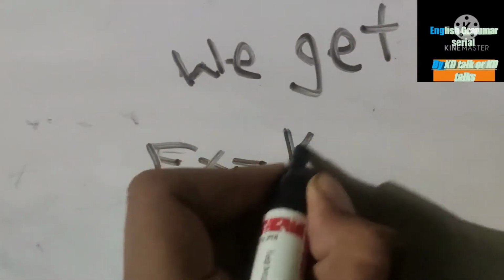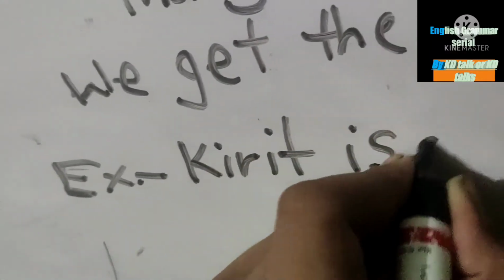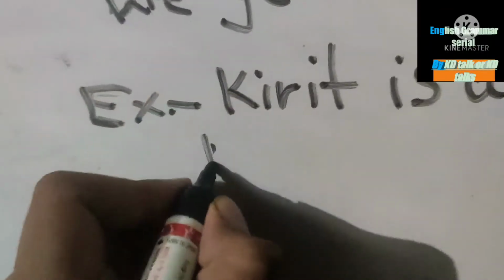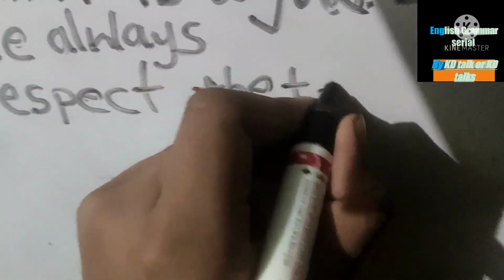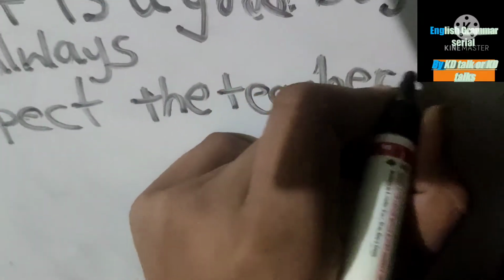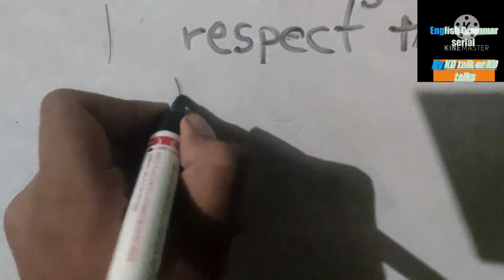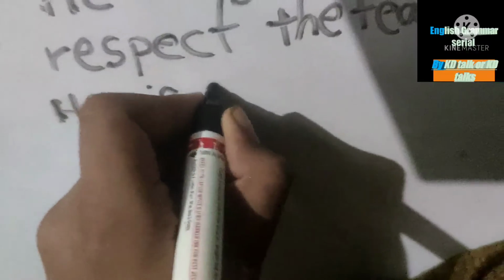I am saying that Kirit is a good boy. He always respects the teachers. What am I saying? Kirit is a good boy. He always respects the teacher. He is good in English.